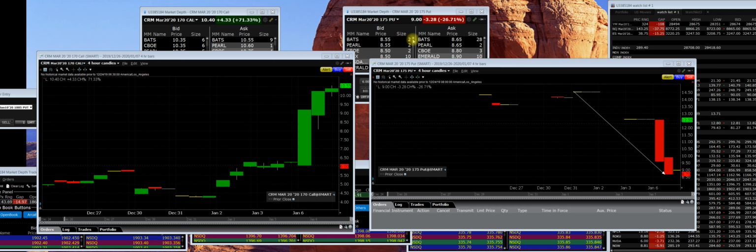last print was 170.43. This is a 175 put option, 4-hour candle. This value was up here at 14 and a half. Now they've marked it all the way down here, which is wholesale. This is the other side of the markdown of that particular strike price.